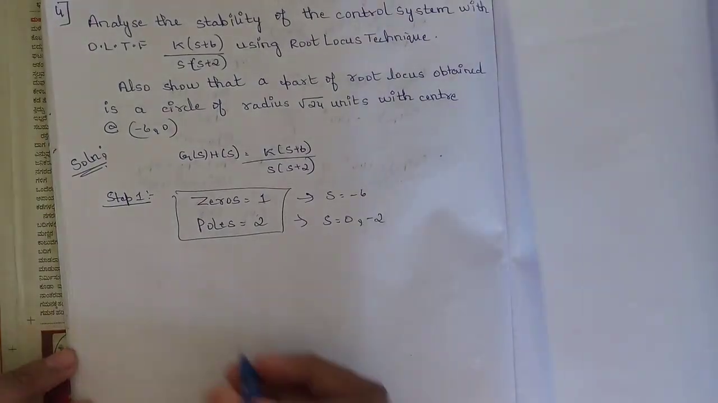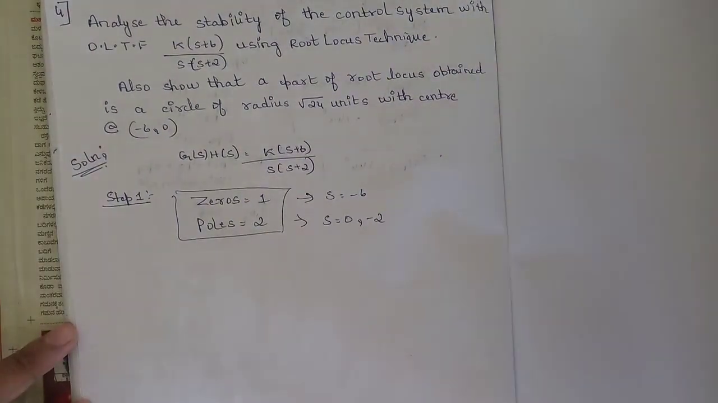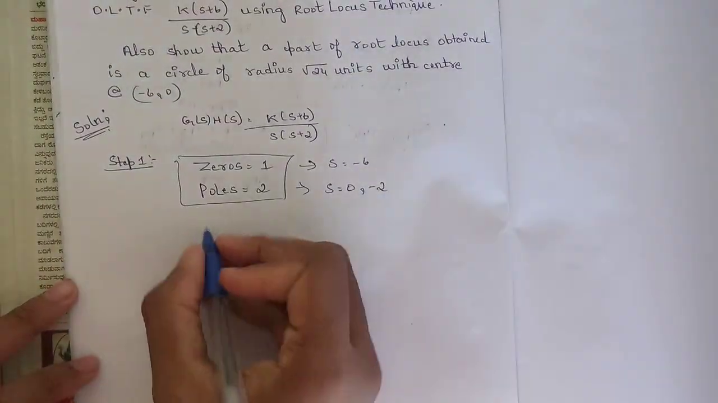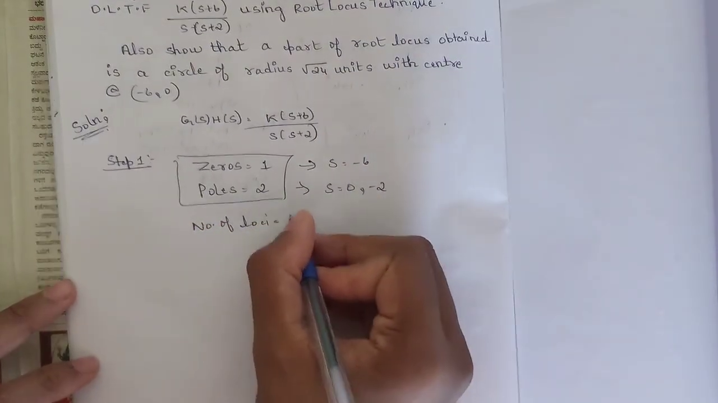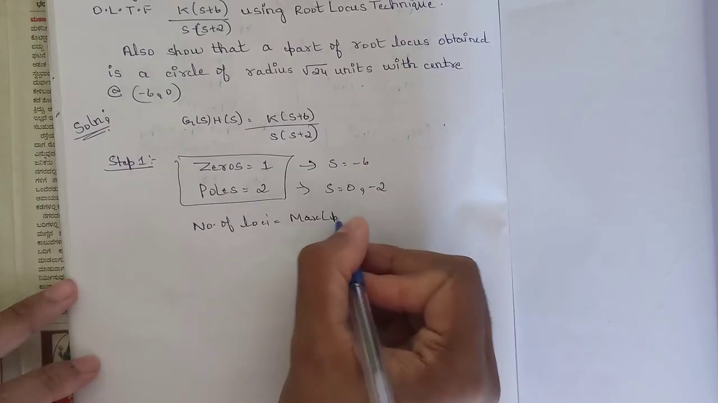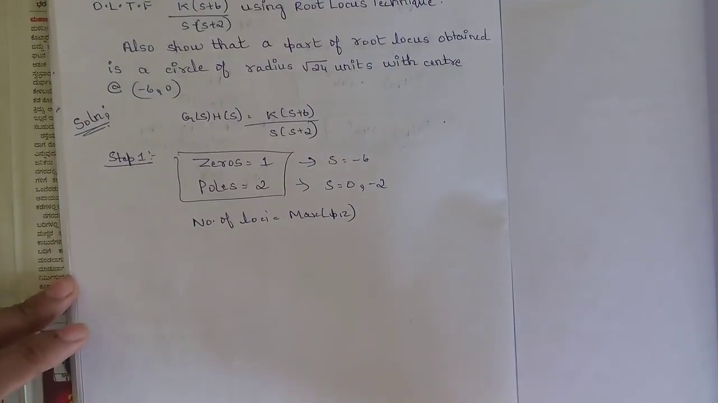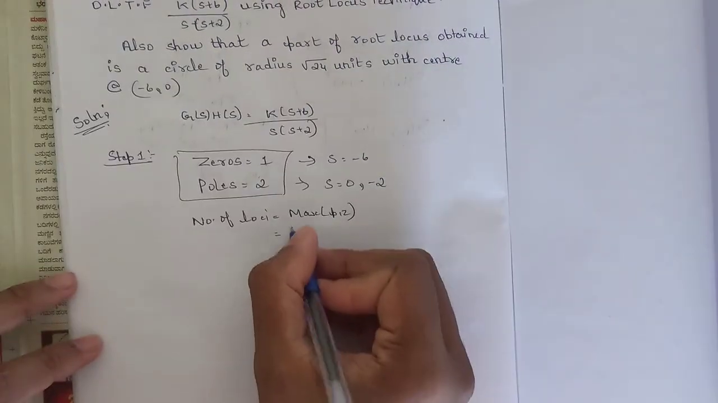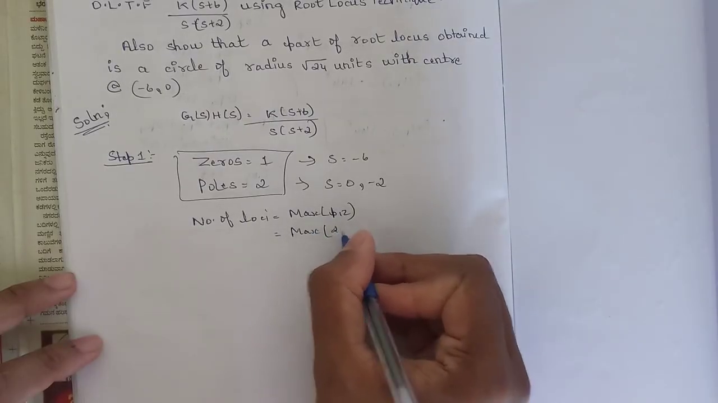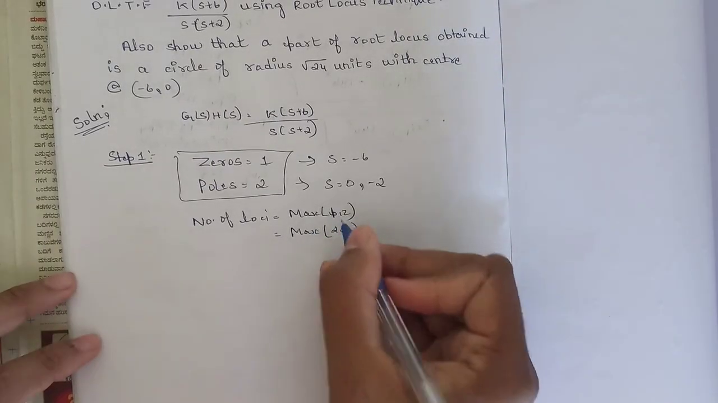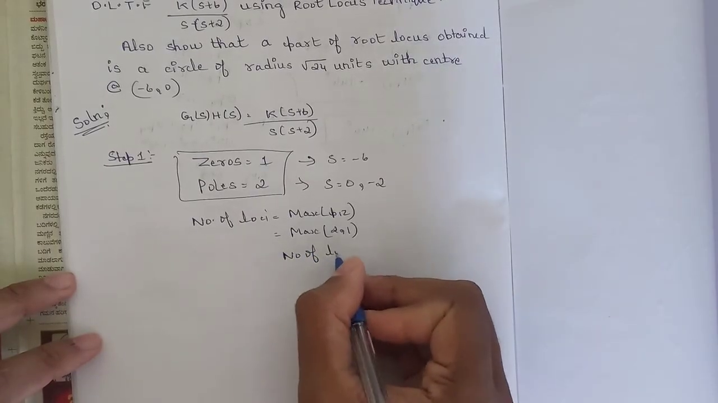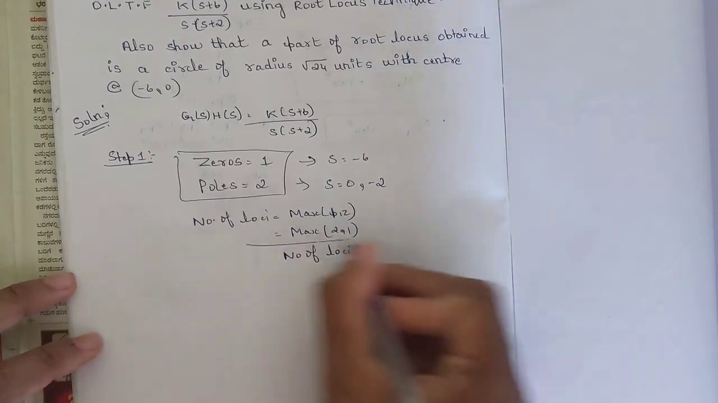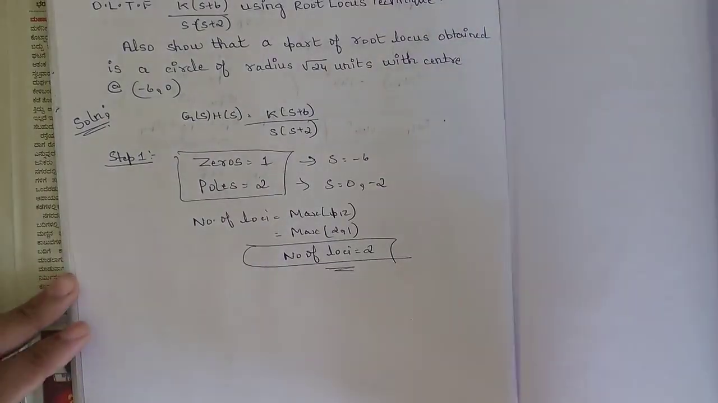Now we need to find the number of loci, which is equal to the maximum of p comma z, that is the maximum of 2 comma 1. Since we have the greater number of poles, 2, our number of root loci is equal to 2. So we are going to get two separate branches of root loci.